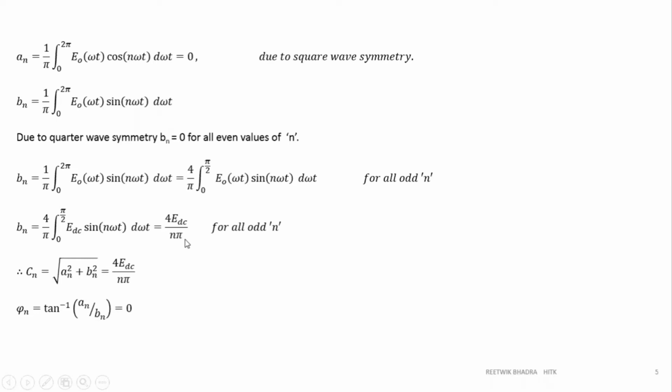Why were we getting 2 EDC by n pi? Because there was EDC by 2, right? Now it is twice of that. So whatever value we got in the half bridge inverter, over here it will be twice. This is how you remember the formulas.